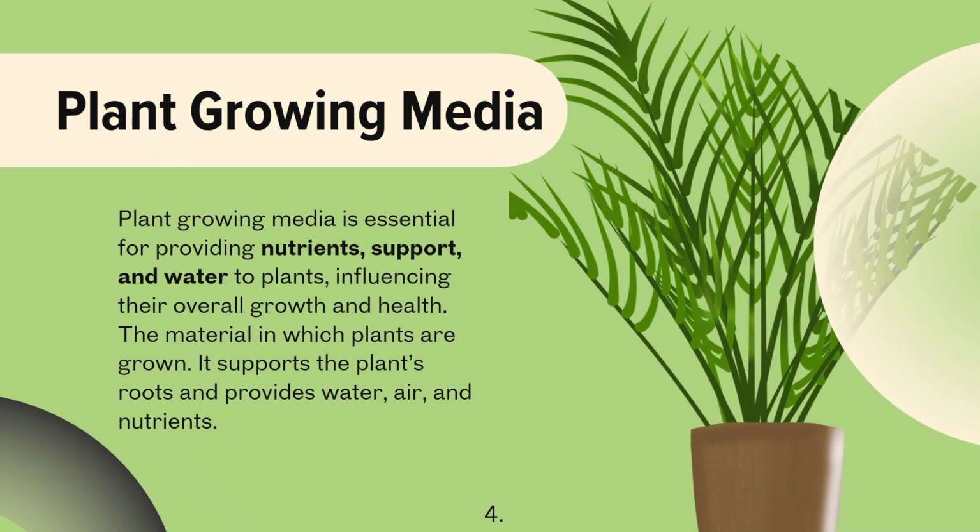The material in which plants are grown. It also helps the plants to support their roots, and provides water, air, and nutrients. You must be wondering why we're talking about air, water, and nutrients. With all living things, they're going to need water for hydration, air for respiration, and nutrients, in this case for plants, aka their food, in order to survive.